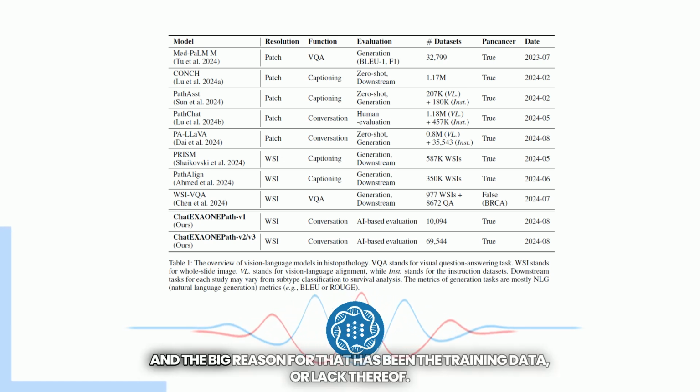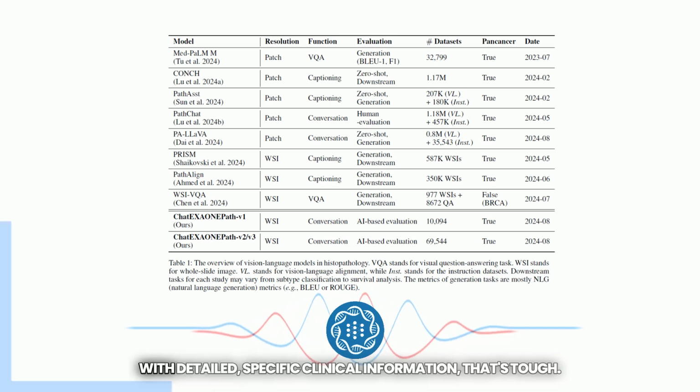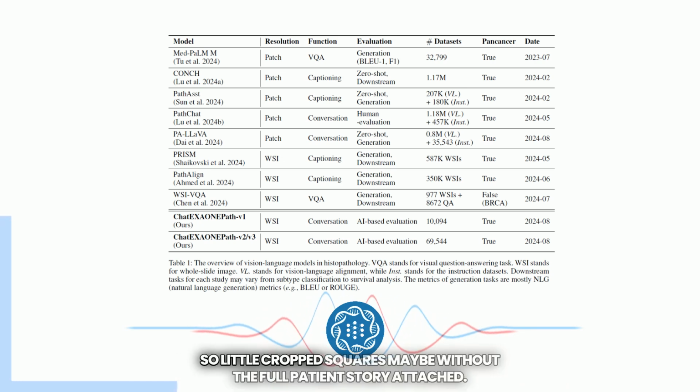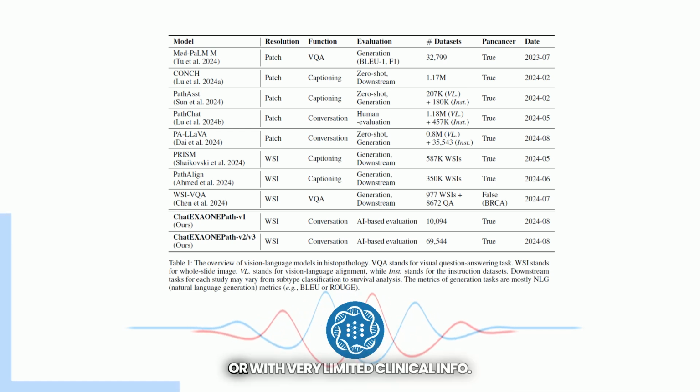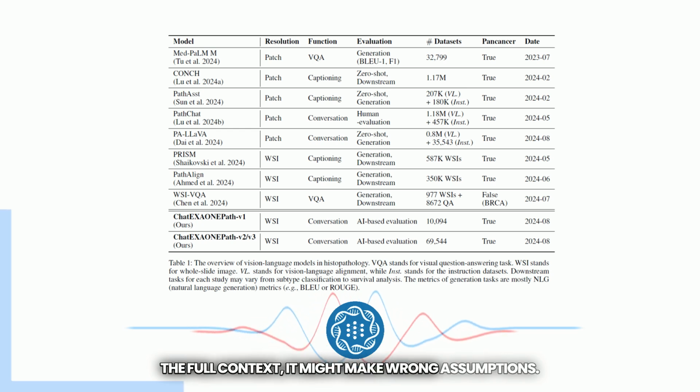Yeah. And the big reason for that has been the training data, or lack thereof. How so? Well, getting large data sets that tightly link these whole slide images with detailed, specific clinical information, that's tough. Public data sets often just have the patches. Ah, okay. So little cropped squares, maybe without the full patient story attached. Often, yeah. Or with very limited clinical info. And if you train an AI only on those pieces without the full context, it might make wrong assumptions.